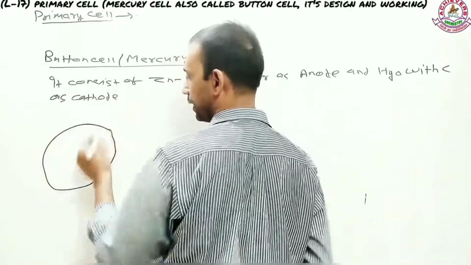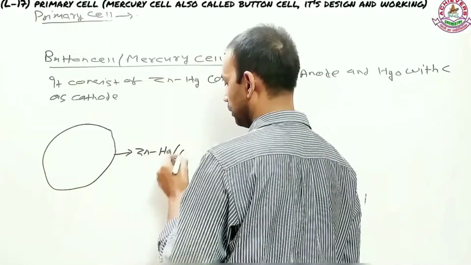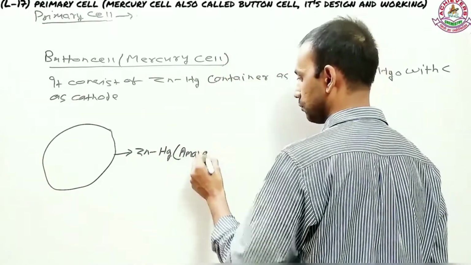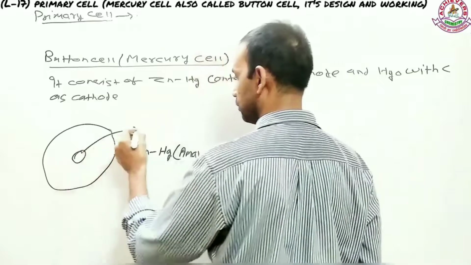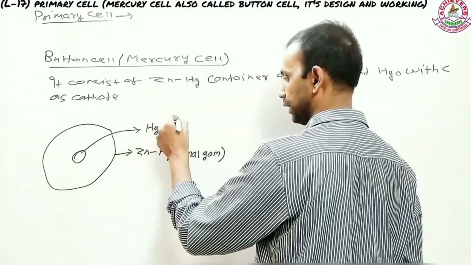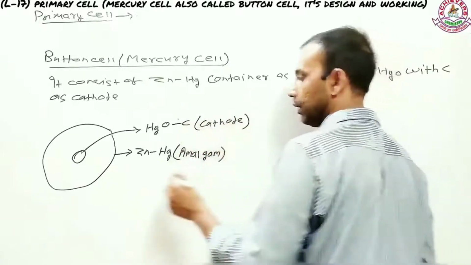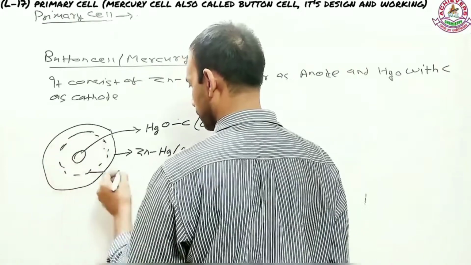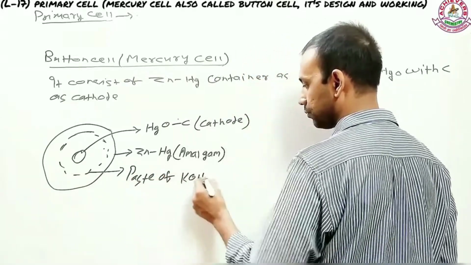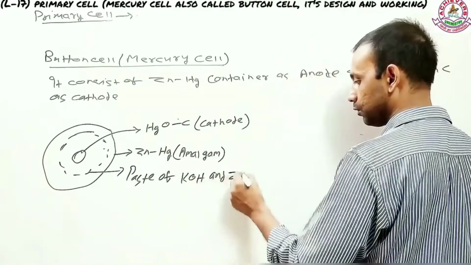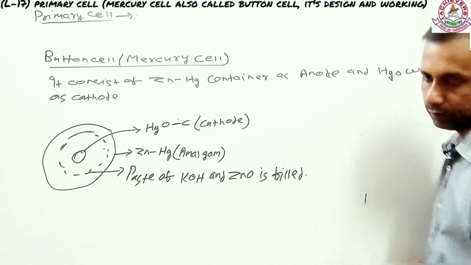Suppose this is a mercury cell. Now this external container is made up of zinc Hg amalgam. You do know what amalgam is? And in the center you have mercuric oxide and carbon as cathode. And between them a paste of potassium hydroxide and ZnO, zinc oxide, is filled. So this is what the composition is here, right?